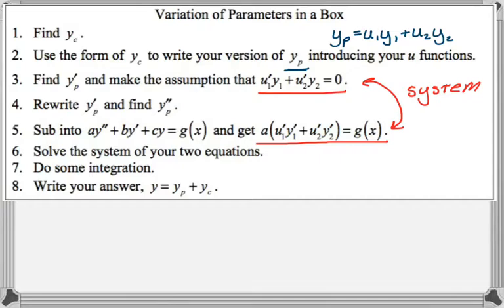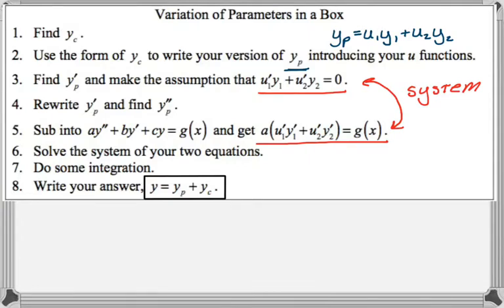After we solve the system, we'll know what u1 prime and u2 prime are. Then we're going to do some integration to figure out what u1 and u2 are. And once we know that, we will write our answer as y sub p plus y sub c. So it's a lot of steps, and we're going to do it.